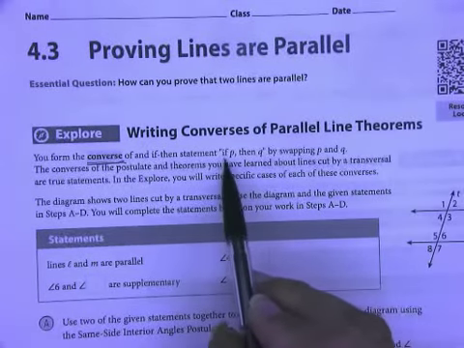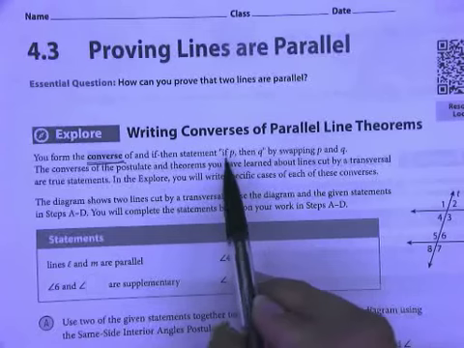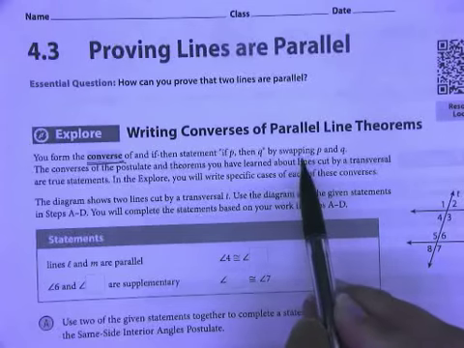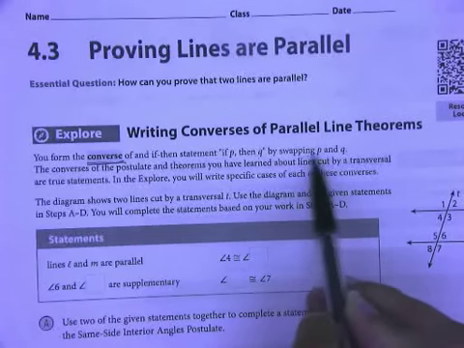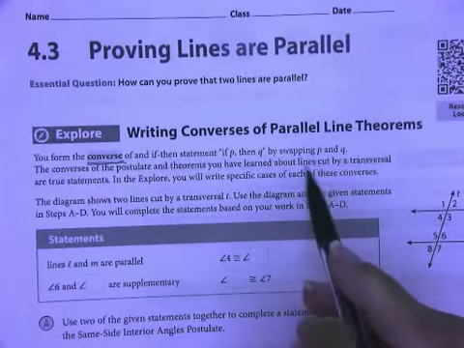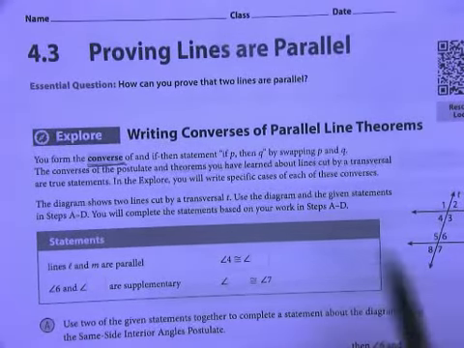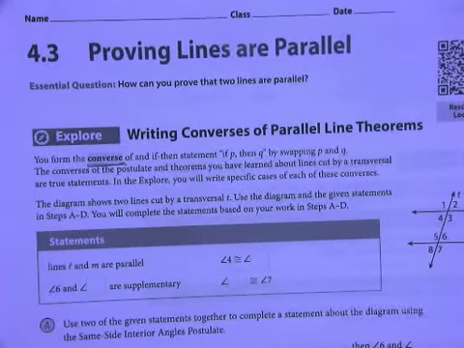So what I mean by that is when we think of an if-then statement or a conditional statement, we think of if something, then something. So when I'm saying that we're swapping the P and Q, what is basically happening is that the order of the statement has been reversed. So in the previous lesson, we talked about how if lines are parallel, then these different angle relationships will exist. And so we're taking those concepts and flipping them around.